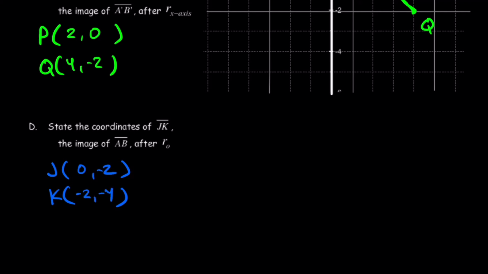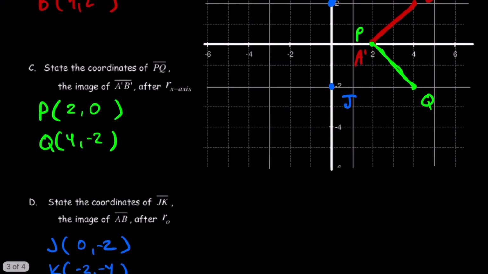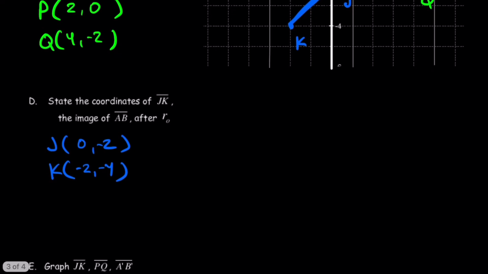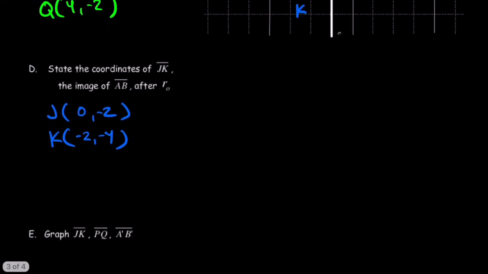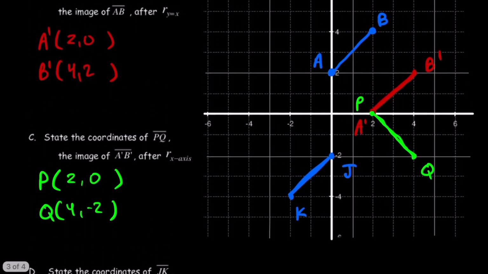Okay, so let's plot those. J is 0, negative 2, so there's J. K is negative 2, negative 4, there's K. And you connect those endpoints to get that segment. So I've kind of graphed as I've done this. I'm not a big fan of the way that this is ordered, so we've already done this. We've taken care of it. This is always how I would prefer you to do it as well. Do the graph and the coordinates, or the coordinates, then the graph, one right after the other. So we have our picture right here of all of those segments.